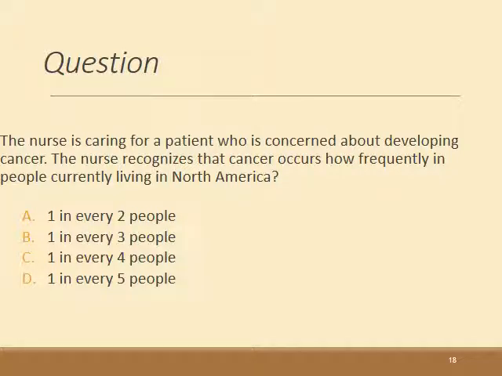All right, this is a way to teach you about this one. The nurse is caring for a patient who's concerned about developing cancer. The nurse recognizes that cancer occurs how frequently in people currently living in North America? So I'm going to let you take a guess, and then I'm going to tell you that the correct answer is B as in boy. 1 in 3. 1 in 3. Look around you. Look on the left, look on your right. Well, in class, look on your left, look on your right, and one of the 3 of you is going to have cancer.